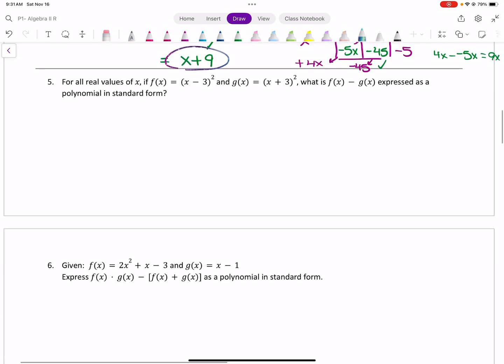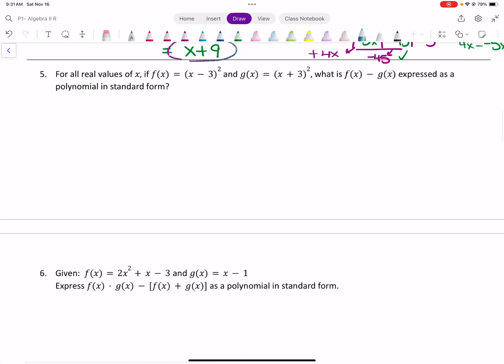Number 5. For all real values of x, if f of x equals (x minus 3) squared and g of x equals (x plus 3) squared, what is f of x minus g of x expressed as a polynomial in standard form? So setting up, f of x comes first, that's the (x minus 3) squared, minus g of x goes second, that's the (x plus 3) squared.